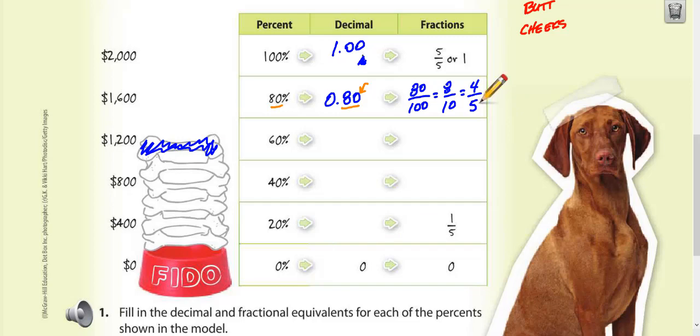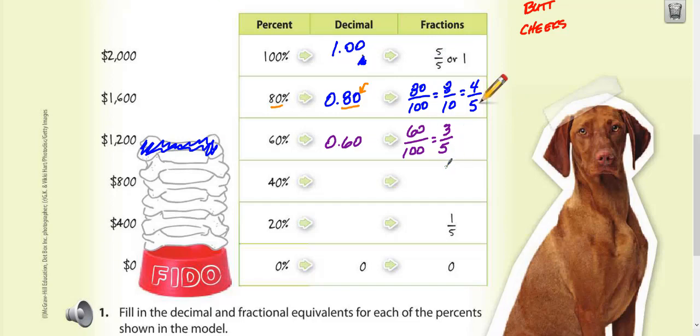And we're back. So let's go through. For 60%, you'd have 0.60, which is 60 out of 100. What goes into both of those? Well, 20 does. 20 goes into 60 3 times. 20 goes into 100 5 times. You should start seeing a pattern here. 100% was 5/5, 80% is 4/5, 60% is 3/5.